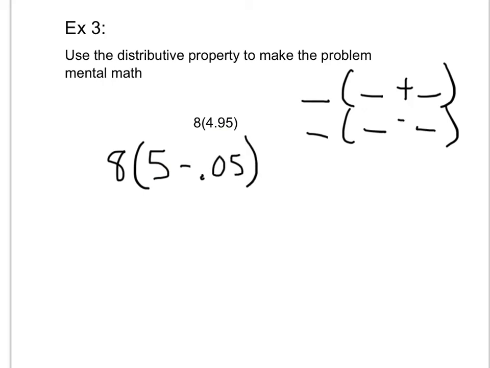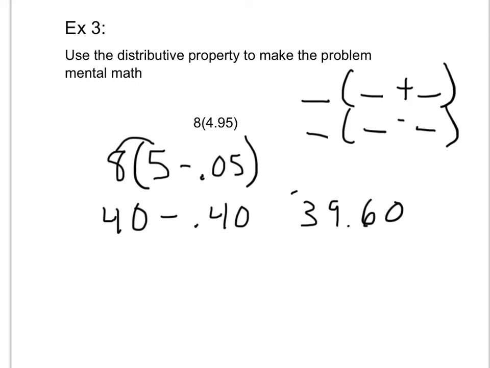Okay, so all I did was I rewrote this as 8 times $5 minus 5 cents. And the reason why I picked those numbers is because I know 8 times 5 and I know 8 times 5 cents. Okay, so really 8 times 4.95 is going to be the same as 8 times 5, which is 40, minus 8 times 5 cents, which is 40 cents. Okay, and $40 minus 40 cents, well, that's $39.60, or 39.6. Whoop, I don't need a dollar sign because there's no dollar sign there.